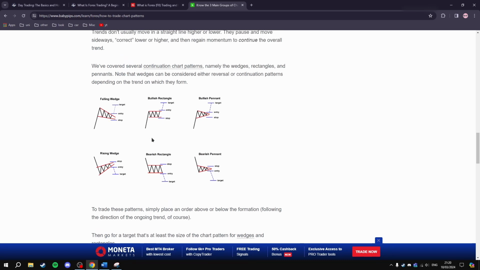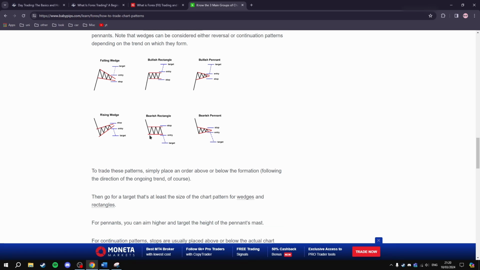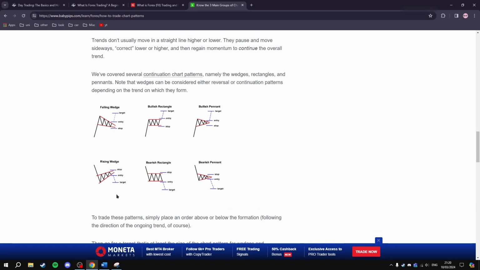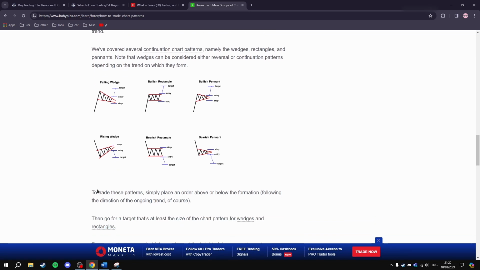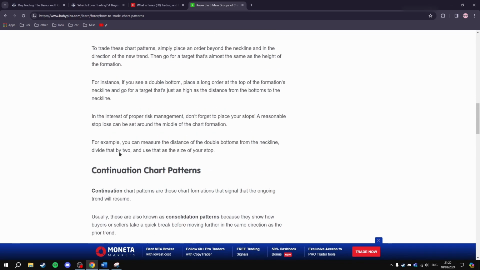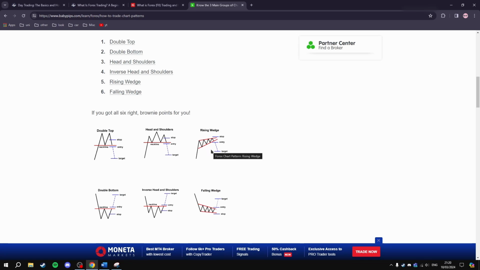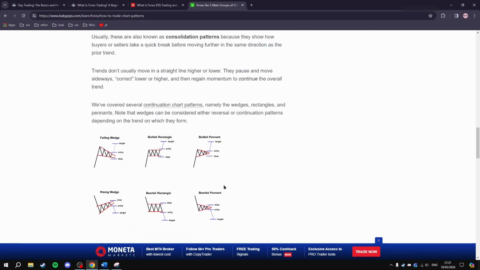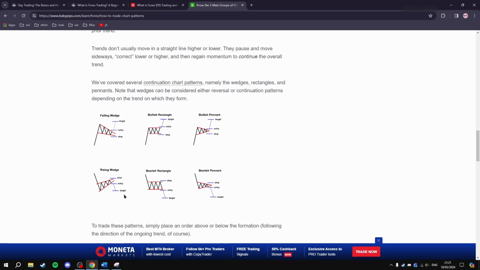To trade these chart patterns, simply place an order above or below the formation, following the direction of the ongoing trend, of course. Then go for a target that's at least the size of the chart pattern for wedges and rectangles. Right, okay, so we spoke about wedges. So place the entries. Yep.